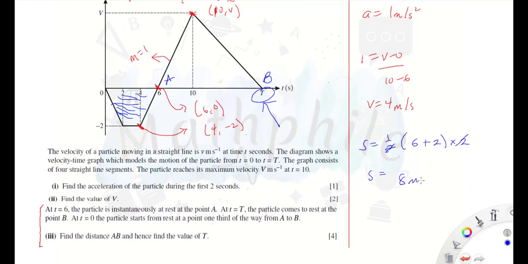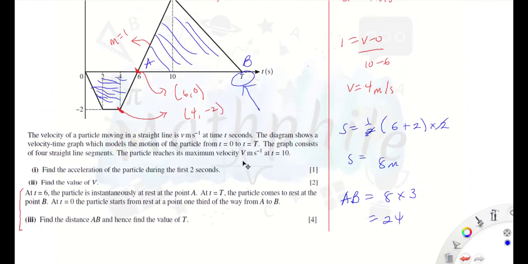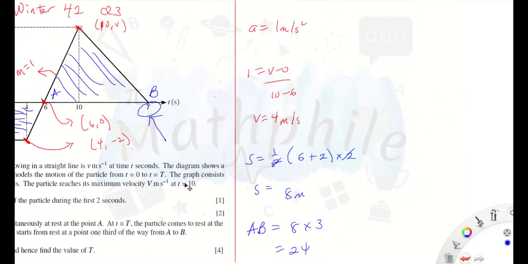Okay, so if 8 meters is one third of this, what is the total distance? It will be 24. That's 8 times 3. So the total distance, the distance of AB, is going to be 8 times 3, which is 24. Now, with this value, I should be able to calculate the value of t. After all, the area of this is 24. Are you getting me? Yes. Okay, so let's find the area of that shape.